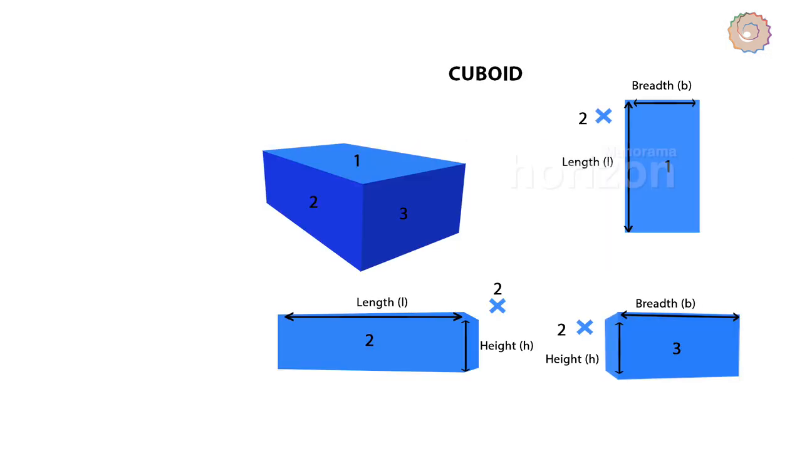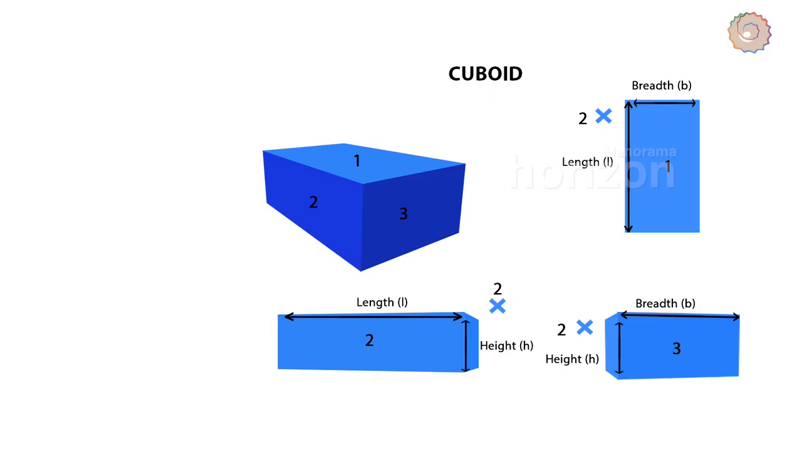Here, what are the dimensions of a cuboid? Look at face 1. This has the dimensions length and breadth, and there are 2 rectangles of this type, that is, one on the top and one on the bottom. Therefore, the area of this rectangle is 2 times length and breadth.